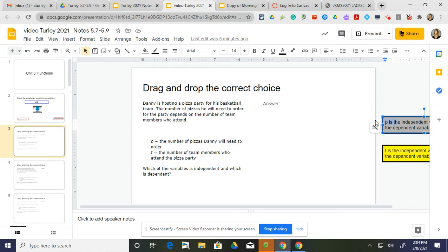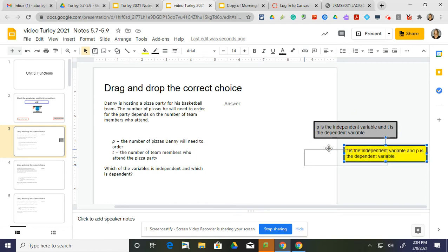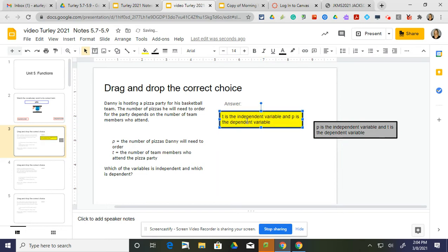So we'll drag this. I can't read this yet, so let's drag it over. T is the independent, and P is the dependent. So yes, that is the correct answer. Okay, P is the dependent variable because the number of pizzas depends on T, the number of team members.